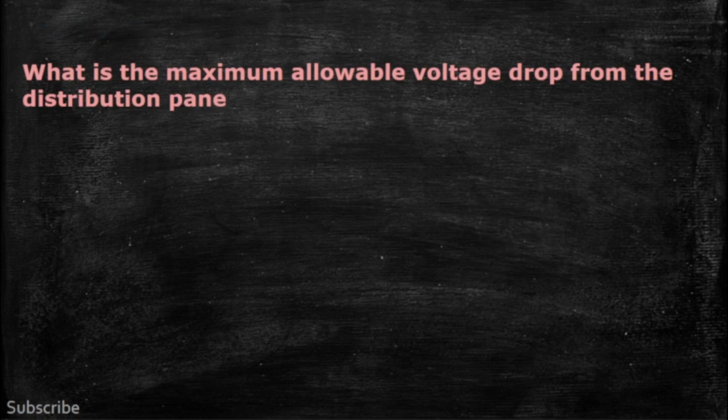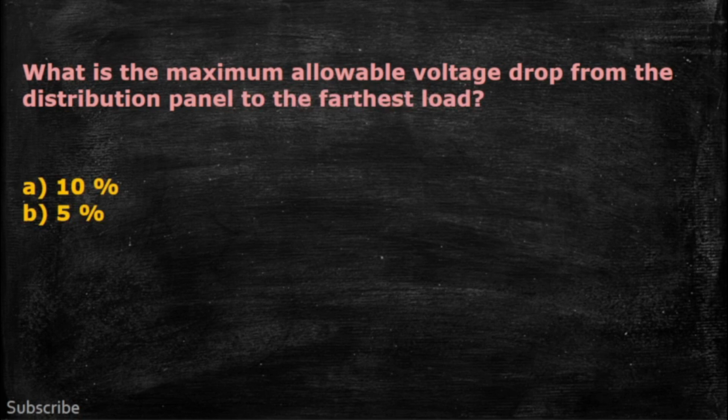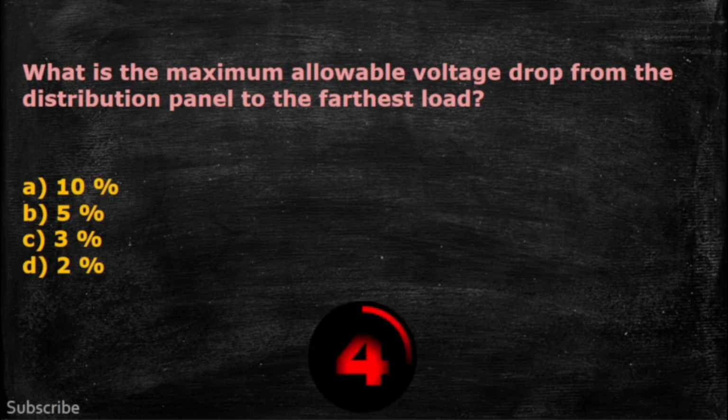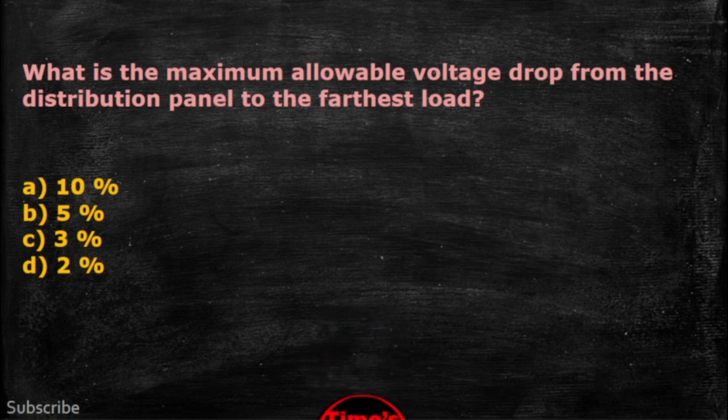Question number 27. What is the maximum allowable voltage drop from the distribution panel to the farthest load? A. 10%. B. 5%. C. 3%. D. 2%. The correct answer is letter B, 5%.